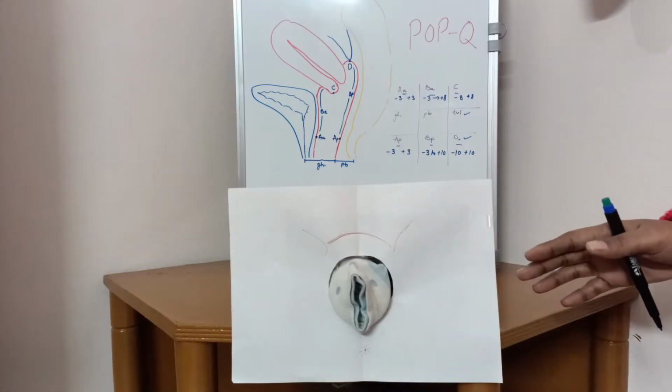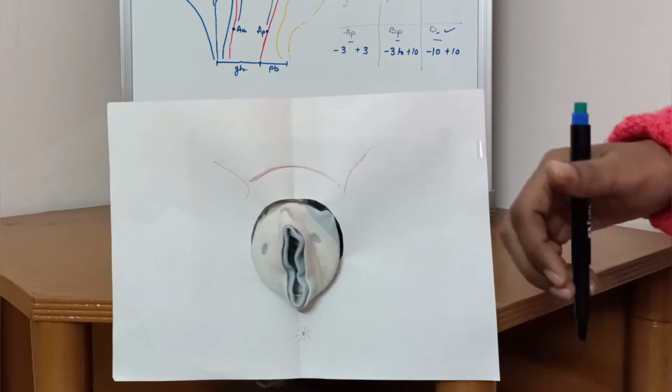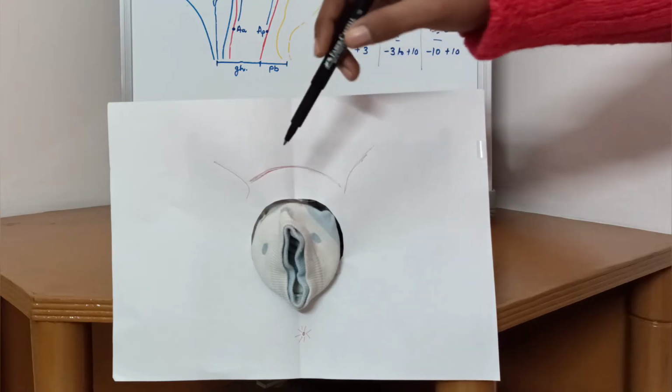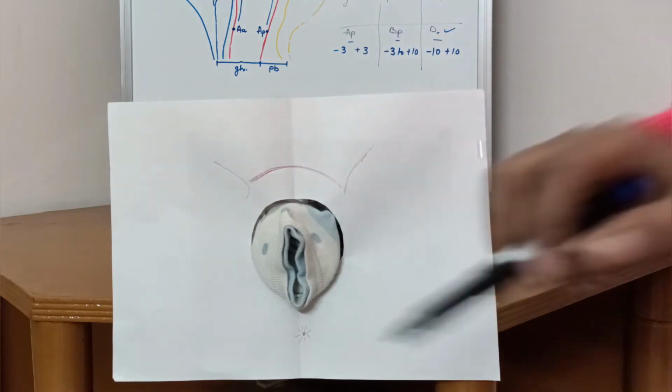Here on this model, I just made this model out of a paper and a sock, just showing you the landmarks. This is the mons pubis. Then we have the labia majora, the minora, the urethra, and the anus.